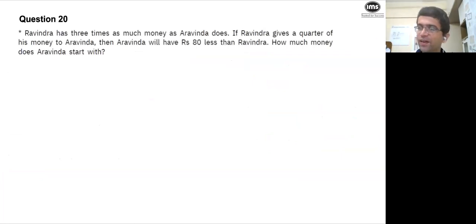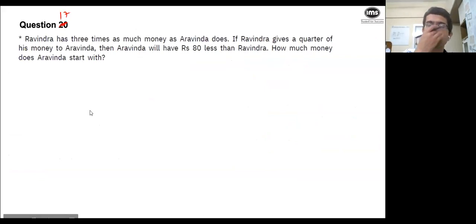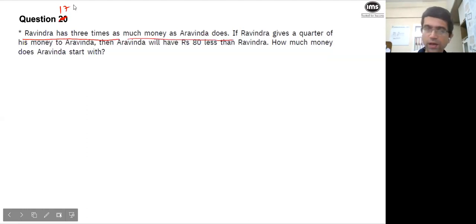Ravindra has 3 times, this is question 17. Ravindra has 3 times as much money as Arvinda does. If Ravindra gives a quarter of his money to Arvinda, Arvinda will have 80 rupees less than Ravindra. How much money does Arvinda start with? Now don't jump to assuming any particular variable. First, read the construct of the question. Ravindra has 3 times as much money as Arvinda does. 3 times. And Ravindra gives a quarter of his money to Arvinda.